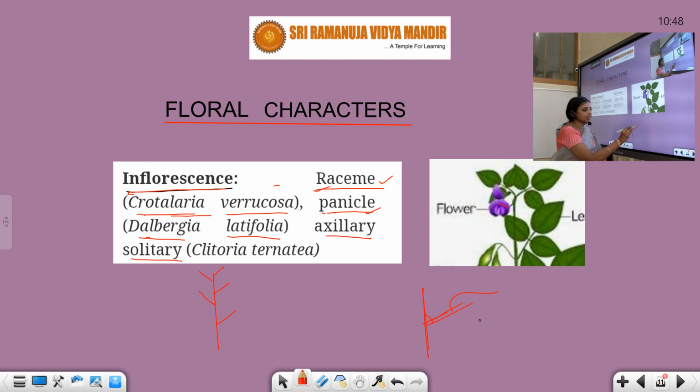So this is axillary. Solitary means single flower. So in some plants we can see single flowers also. In Clitoria ternatea, we can observe a single flower, which is axillary, from axils, not from terminal portions.